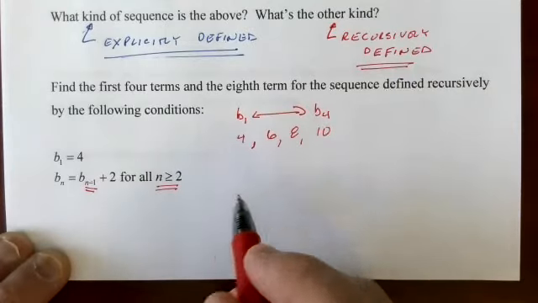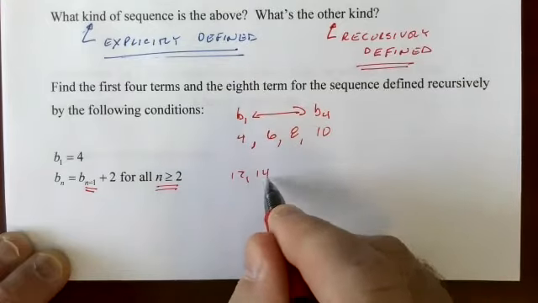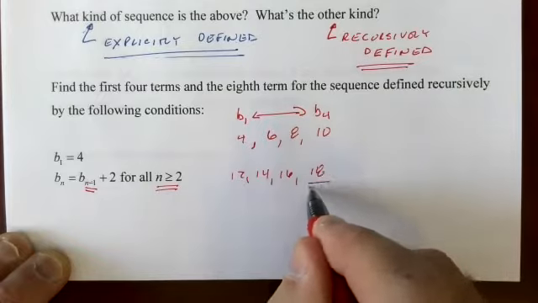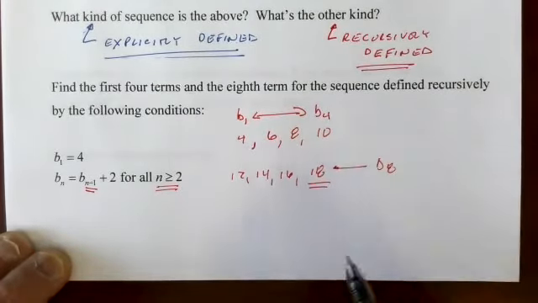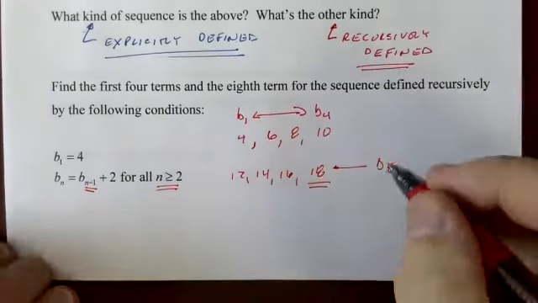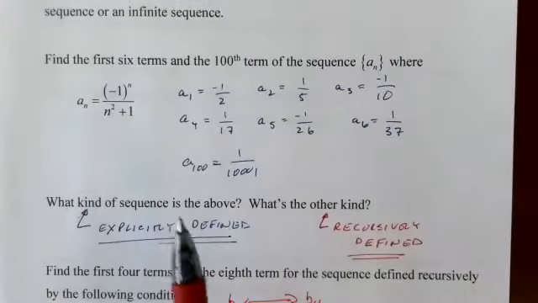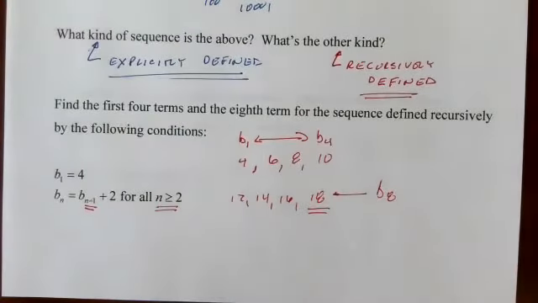And the eighth term. Well, I can't just jump to the eighth term. So I've got to go 12, 5, 14, 16, 5, 6, 7, 18. And then I know that's B8. So there are advantages and disadvantages, of course. You have been going through school with explicitly defined. You're going to have to get used to a little recursive. Not the end of the world, just slightly different.